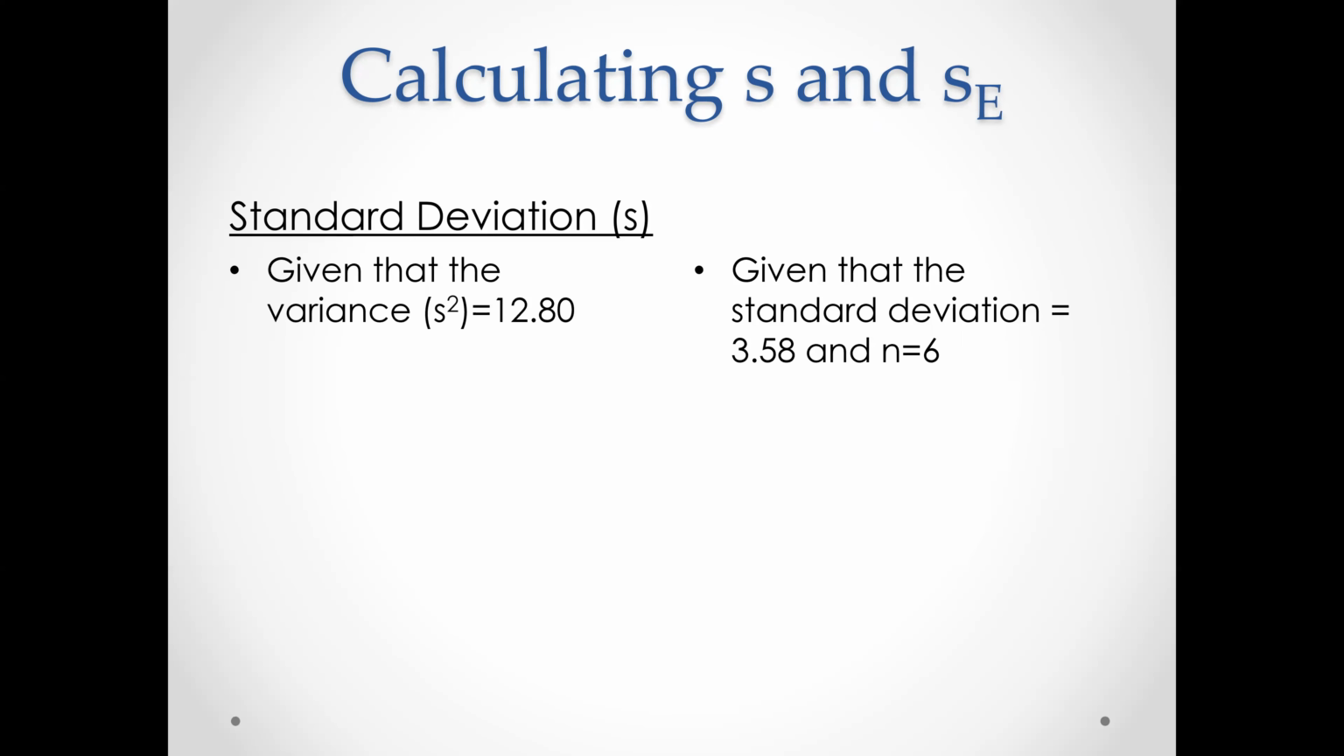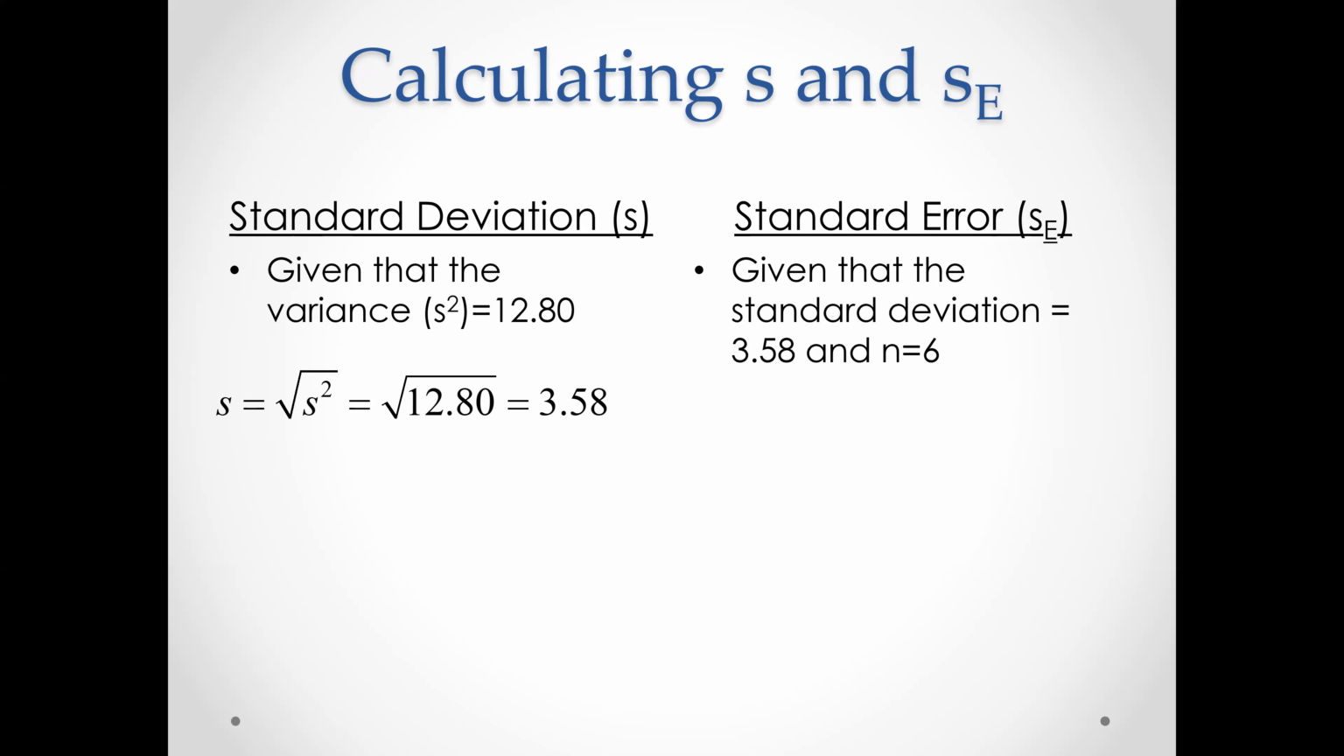So let's say that we have a variance equal to 12.8. We solve for the standard deviation. We take the square root of 12.8 and we get 3.58. For a standard error, let's say that we have 6 people in our data set. We know the standard deviation is 3.58. We're going to put that into the equation. So we have S, the standard deviation of 3.58 on top, divided by the square root of 6. Again, n is equal to 6, the number of scores we had in our data. So 3.58 divided by the square root of 6 is 1.46. And that's how we solve for the standard error of the mean and the standard deviation.